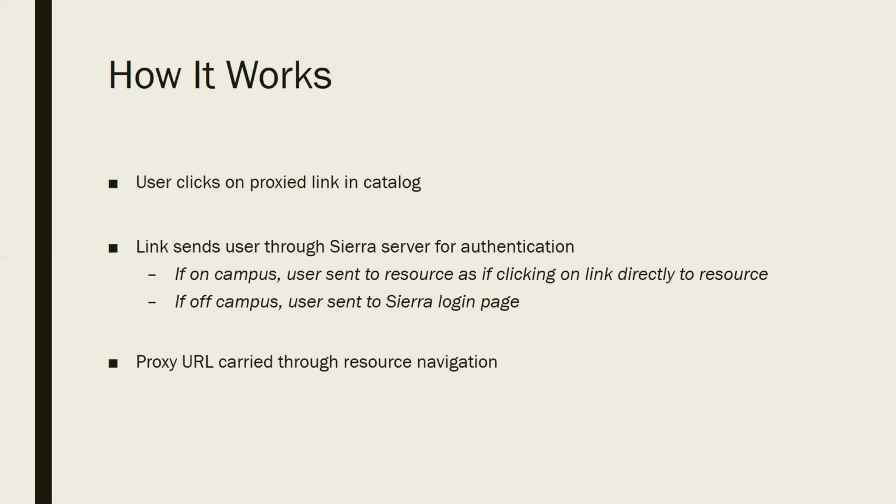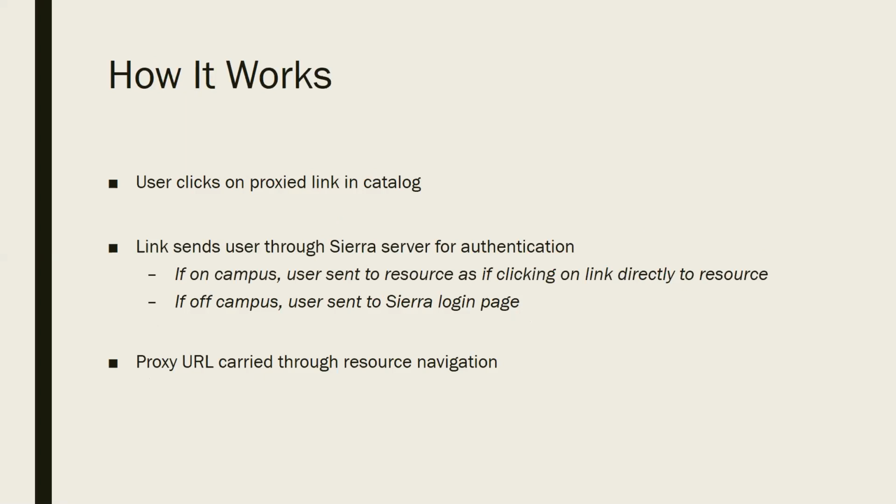The basic steps are the user clicks on this proxied link, the link that includes the proxy information in the catalog. The link sends the user through the Sierra server to authenticate against the Sierra patron database. If the user is on campus, the user is sent straight to the resource as if they were clicking on a link that just went to the resource. It's seamless for them. They don't see the proxy intervention.